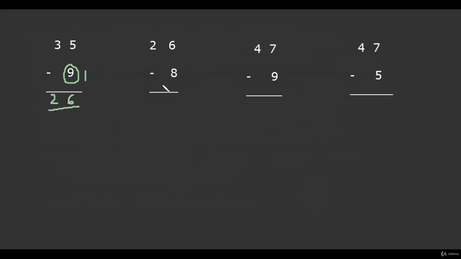Let's take the help of one more example. Here we have to subtract 8 from 26. Now there is no number below 2. So we have to drop 2 over here. But before writing the answer, we will always observe the pair on the right side of it.